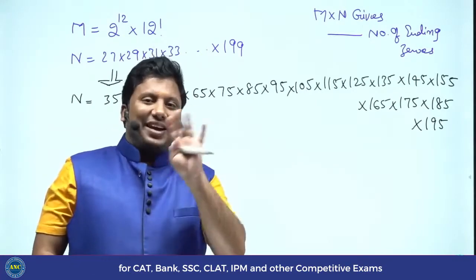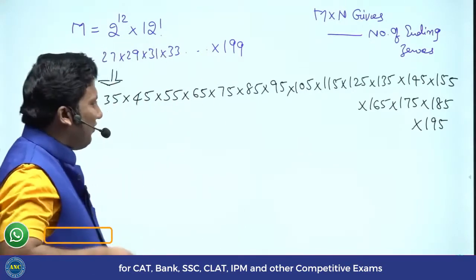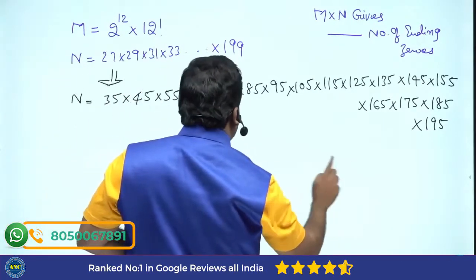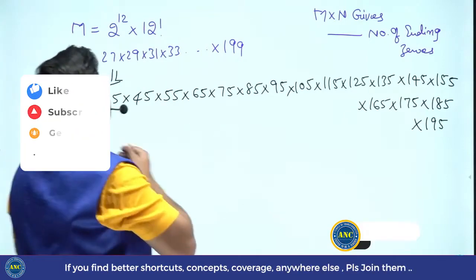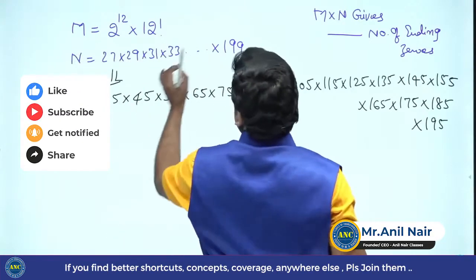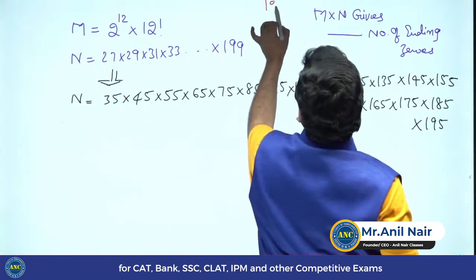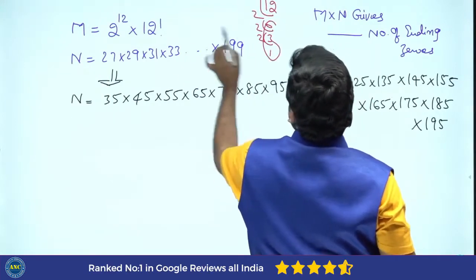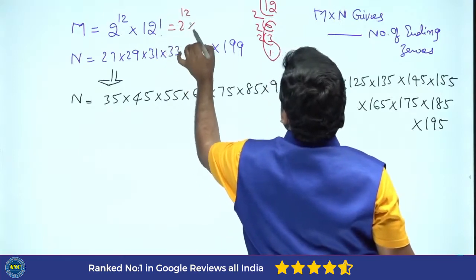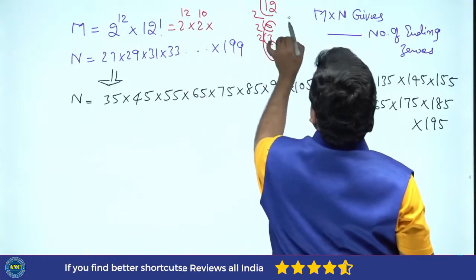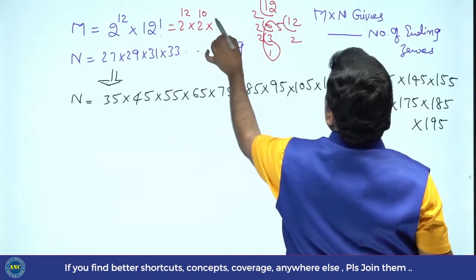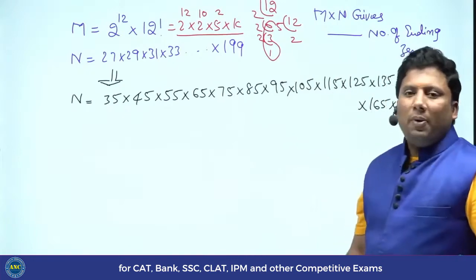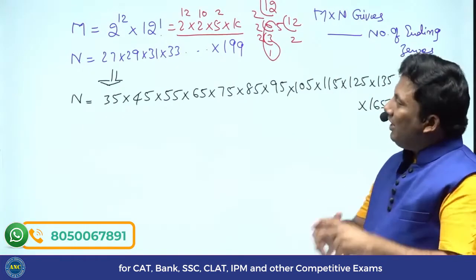Number of zeros at the end is not always the highest power of 5. M is 2 power 12 into 12 factorial. Now listen carefully. What is the highest power of 2 in 12? 2 6s are, 2 3s are, 2 1s are. So it is 2 power 12 into 2 power 10 into k. What is the highest power of 5? 5 square into k. Is it clear? So M is 2 power 22 into 5 square into k.